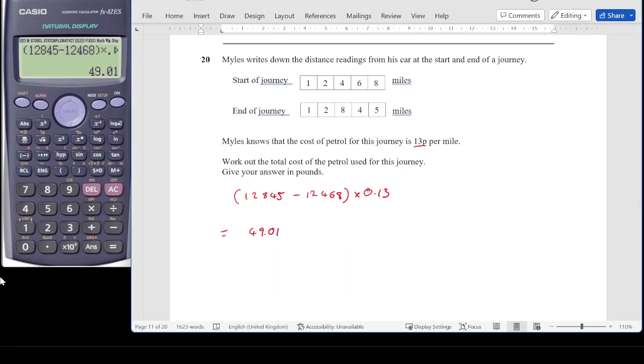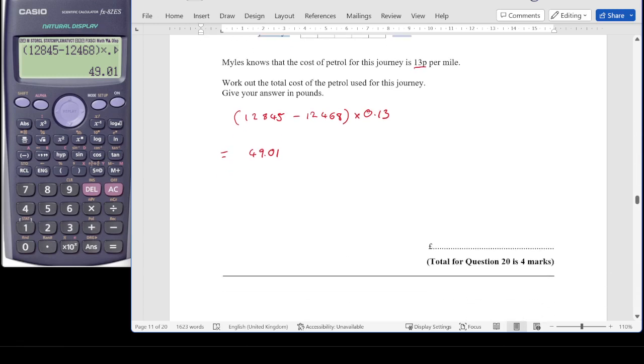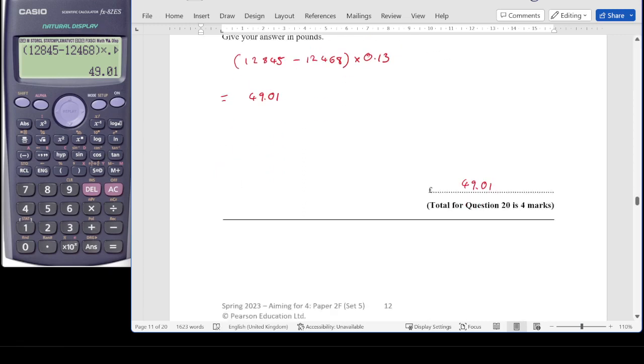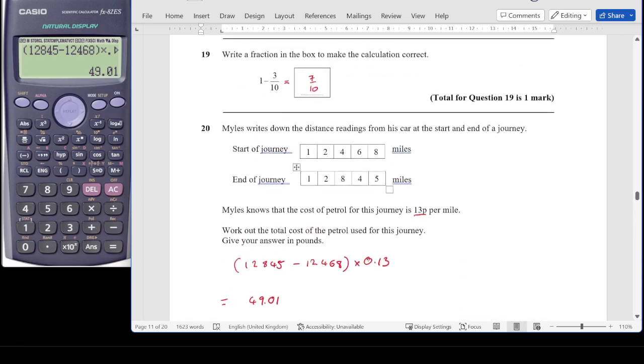Seems quite a lot, but I can't see any issues. But then again, the journey that we're talking about is over 300 miles, so yeah, I guess that's right. Okay, so I'm looking at 49.01. And we'll go to the mark scheme then.